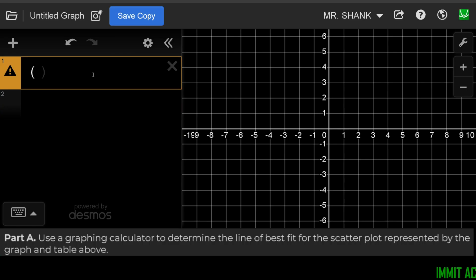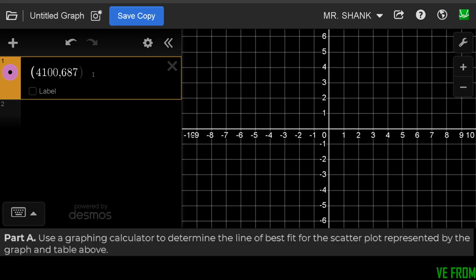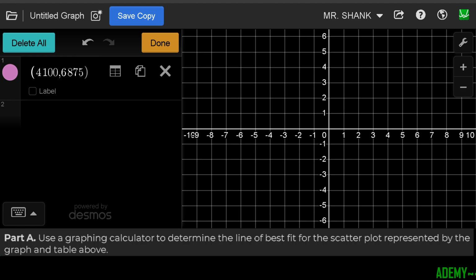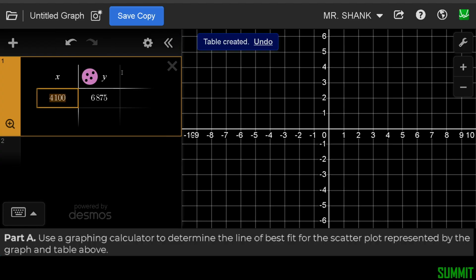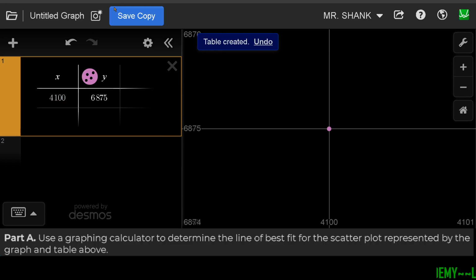I typed in 4,100, and I did 6875. And what I can do is I click the gear at the top. Make sure you can see it. Yep. Okay, this time you can see it. I click the gear at the top. I click convert to table. It will make a table. I can click zoom to fit, and it will take me to that point.